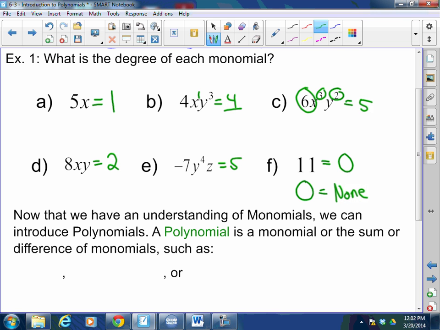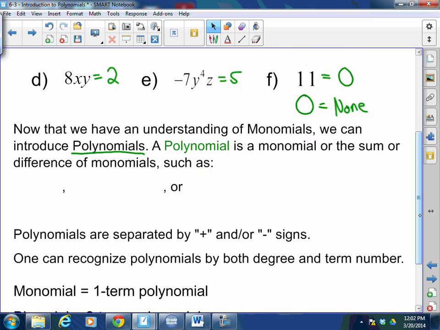Now that we have an understanding of monomials, we can introduce polynomials. A polynomial is a monomial or the sum or difference of monomials. For example, 2x plus 3. 2x is one monomial, and it's being added to a second monomial. So this is a two-term polynomial, and that's called a binomial. We'll get into that in a second.